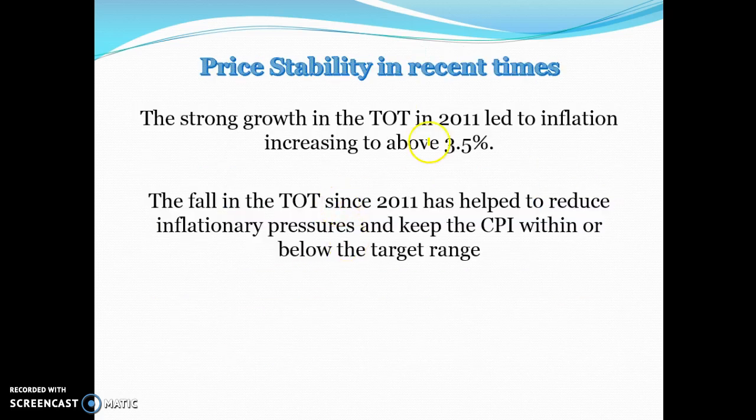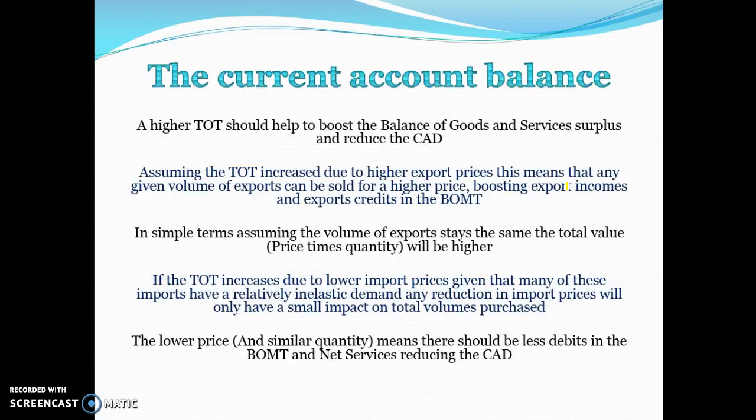In recent times, the terms of trade has decreased. Before 2011 it increased, which led to inflation going above our target range. In recent times, the lower commodity prices have helped to reduce inflation because there's been less spending and less investment in the economy.